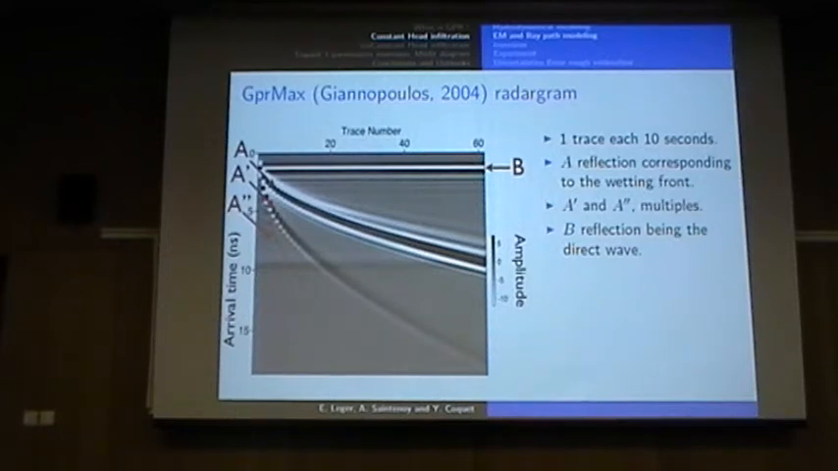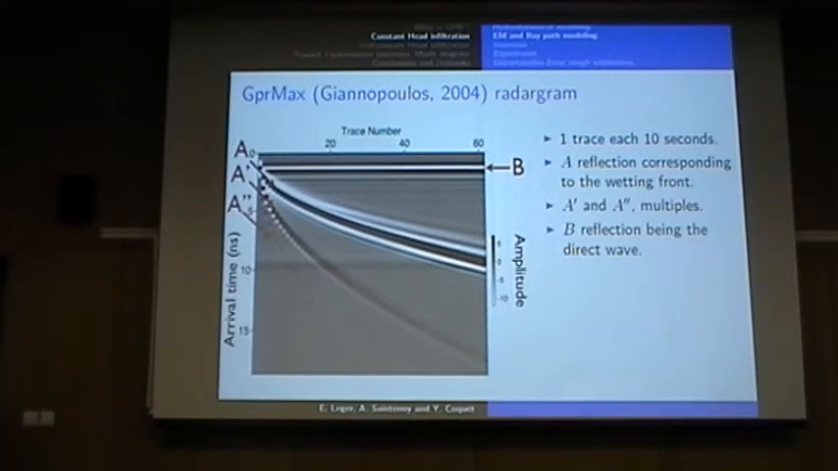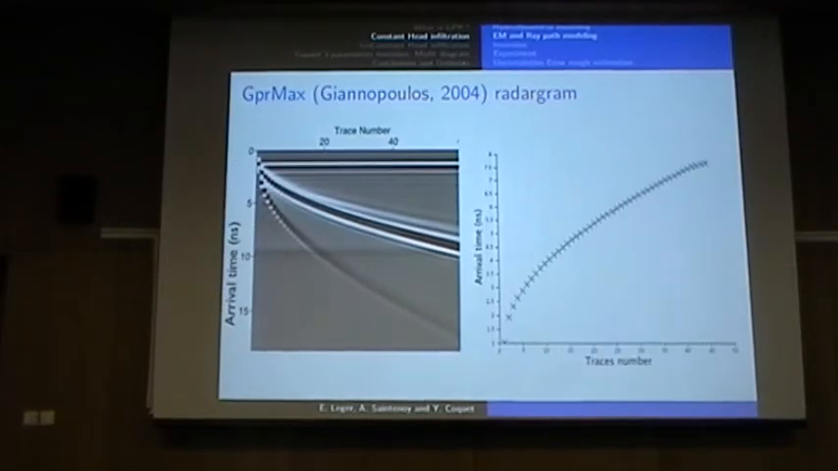So there are 4 reflections. B reflection is a direct wave coming from the transmitter through the air to the receiver. A prime and A bis are multiple reflections. And the A reflection is a wetting front reflection. As expected, you see that the arrival time of this reflection is increasing during the infiltration because the wetting front is going deeper and deeper. So we can pick this reflection and obtain the arrival time, as with experimental data.